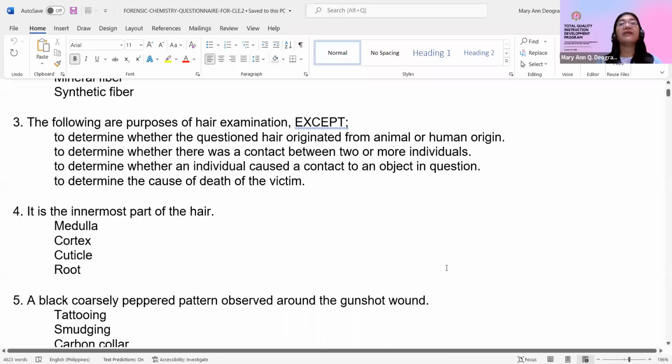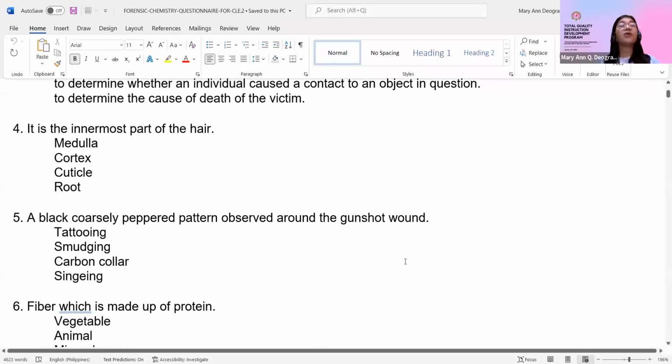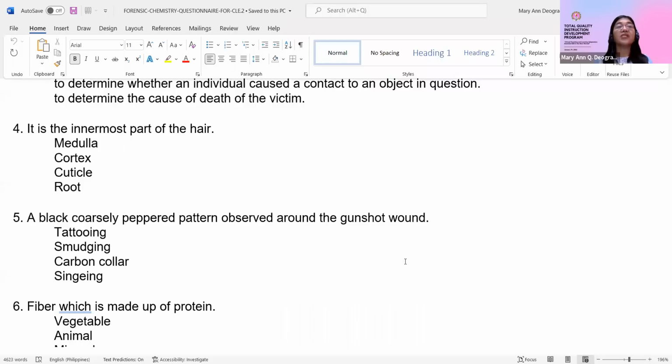Then number 5, so a black coarsely peppered pattern observed around the gunshot wound. So peppered means paminta. Okay? Pepper. So it's tattooing. Kasi ang smudge is, kalat yung smudge eh. Carbon color is color mismo doon sa gunshot wound yung carbon color. Then singeing is burning. So our answer for number 5 is tattooing. Tattoo. Parang coarsely peppered, parang mga paminta na nandoon sa paligid ng gunshot wound.